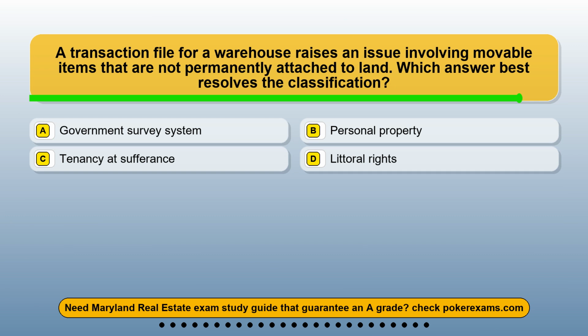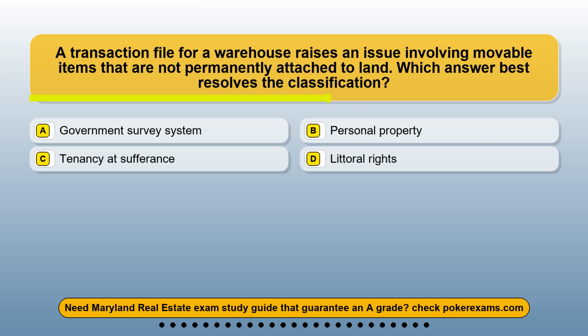Question 3. A transaction file for a warehouse raises an issue involving movable items that are not permanently attached to land. Which answer best resolves the classification? Option A, government survey system. Option B, personal property. Option C, tenancy at sufferance. Option D, literal rights.